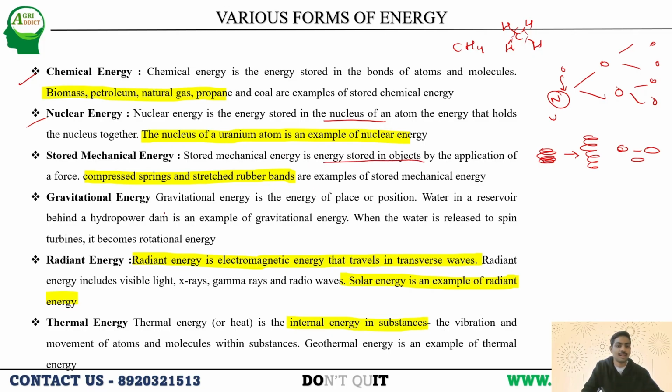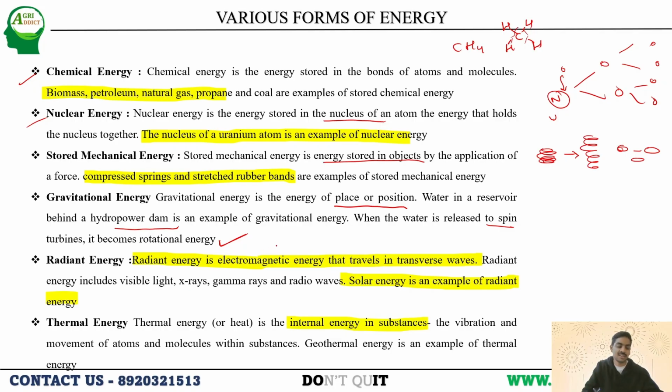Okay. Next, gravitational energy. It is the energy of place or position. You can take the example of a hydropower dam. Water in the dam is storing its own energy, but when the water is released from the dam, it spins the turbines and is finally converted into rotational energy.